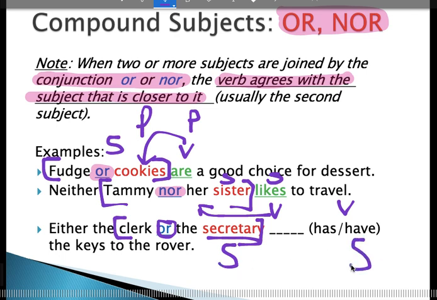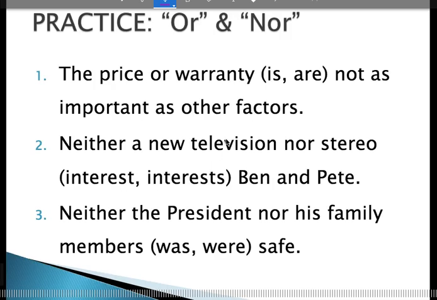So the secretary has the keys to the rover. The secretary have the keys to the rover. Has is our singular verb here, and you can hear it when you say it out loud. So we completely ignored the clerk. We just looked at the secretary because we had the word or. So let's look at some more practice.